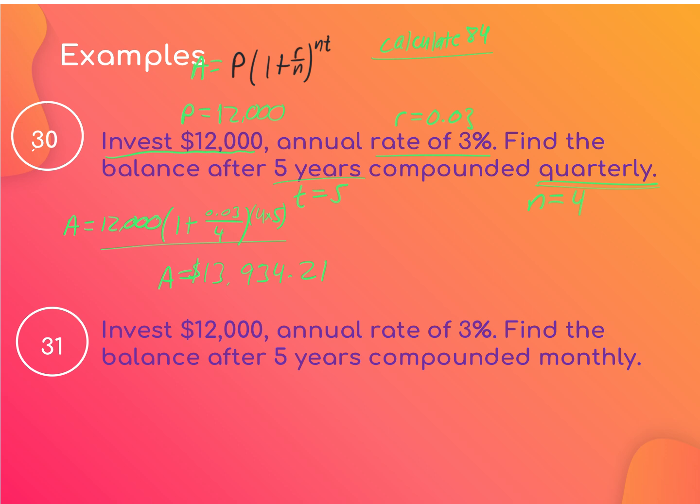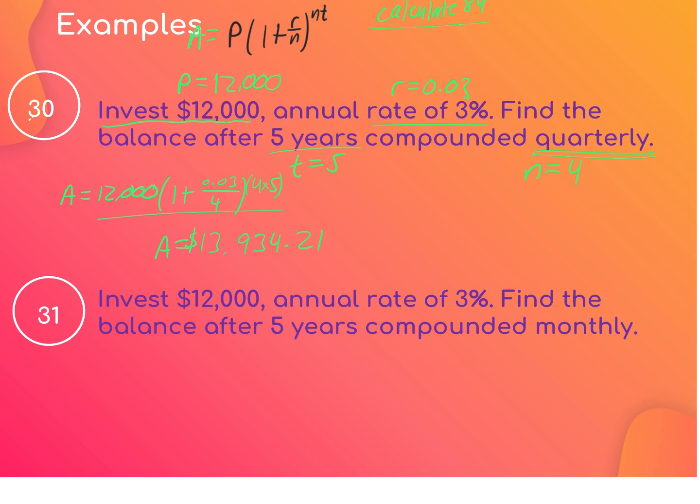The second example, same thing. We have the same amount that we're investing, the same rate, the same amount of time. We're compounding this time monthly. There are 12 months in a year, so I have n equals 12. I would go ahead and plug this into this formula: A equals 12,000 times (1 plus 0.03 over 12) to the 12 times 5.